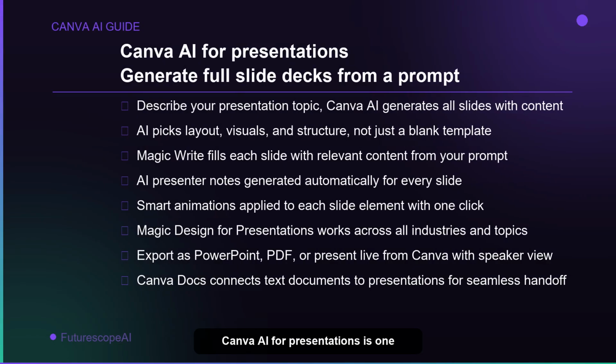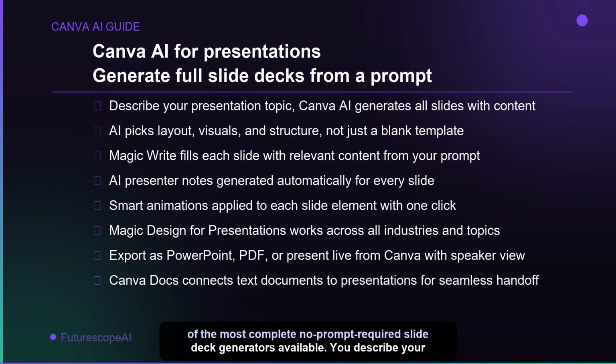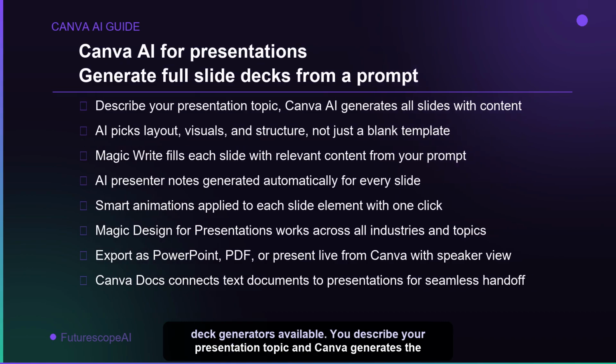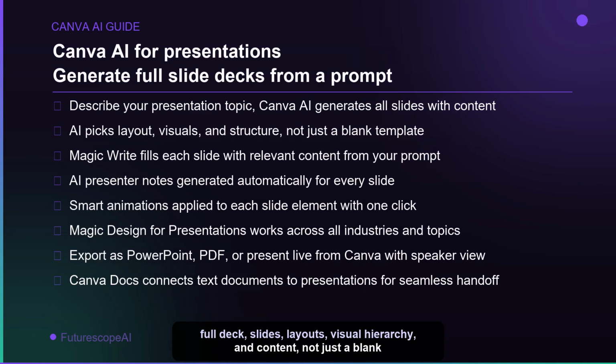Canva AI for presentations is one of the most complete no-prompt required slide deck generators available. You describe your presentation topic and Canva generates the full deck, slides, layouts, visual hierarchy, and content, not just a blank template with headings. Magic Write fills each slide with relevant copy generated from your prompt. You get section headers, bullet points, and supporting text that you then edit and refine rather than write from scratch.